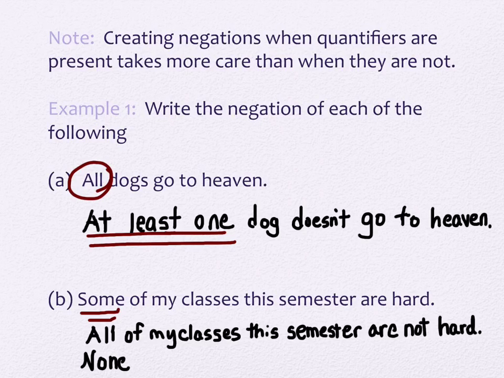Now some of you also said things where you actually didn't use the word not at all. You just said are hard. So let's look at that possibility. If I say some of my classes are hard, and then I say all of my classes are hard, are those opposite statements of each other? No. They're the same statement. One's just stronger than the other one, right? So you really do want statements that are opposites of each other. So that's why we need the not in it. So all of my classes this semester are not hard is the negation of some of my classes this semester are hard.